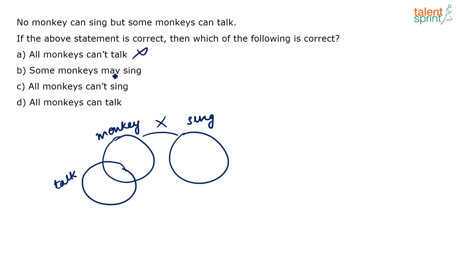Next one, some monkeys may sing. Again, see, you very clearly know no monkeys can sing. So can some monkeys sing? No, they cannot sing. All monkeys can't sing. Yes. See again, as I said, "all monkeys can't sing" means no monkeys can sing, which is true, which is what is given in the statement as well, right? So this is the one which is true. All monkeys can talk. We know only that some monkeys can talk, so this is not a definite conclusion. So the correct answer for this question is option C. I hope it is clear.